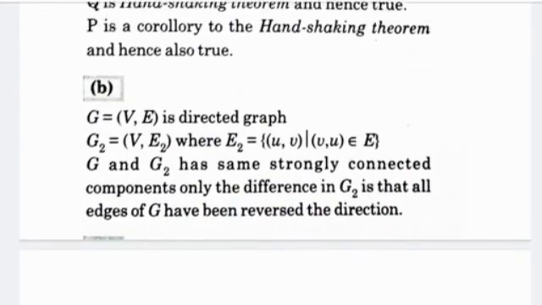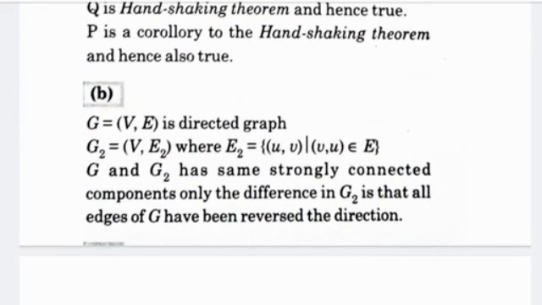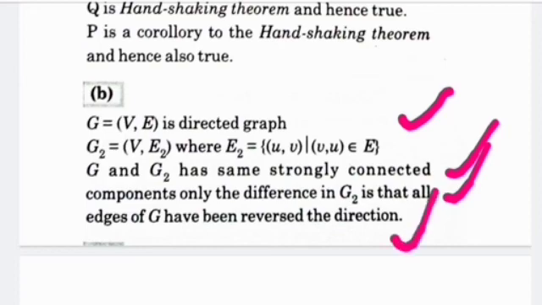So here G equal to (V, E) is a directed graph. G2 equal to (V, E2), where E2 is equal to the set of (u, v) such that (v, u) belongs to E, and G and G2 have the same strongly connected components. The only difference in G2 is that all the edges of G have their direction reversed. So option B is the correct answer to the question. Now come to the next question.